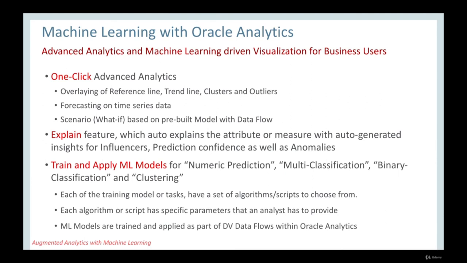And the third framework is really to train and apply a machine learning model for numeric prediction or classification or binary classification, clustering, etc. So all the different concepts that we looked at in a previous lecture, you can visually build a model for a specific business objective. Each model task will have a set of algorithms that you can choose from, so different methods that we discussed earlier, and each algorithm has a set of parameters that you can tune the algorithm with. And once you have trained the model, we'll use it to apply that model for prediction.